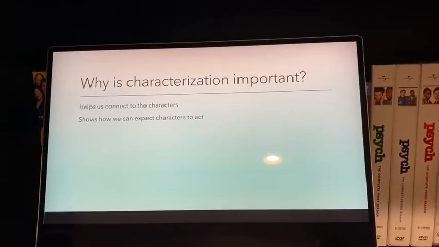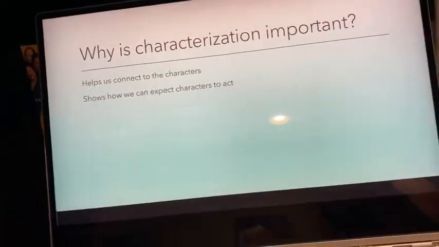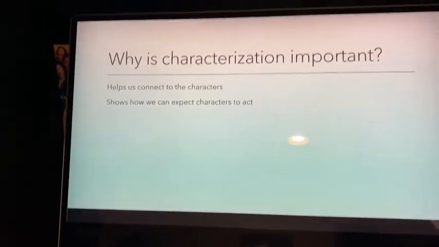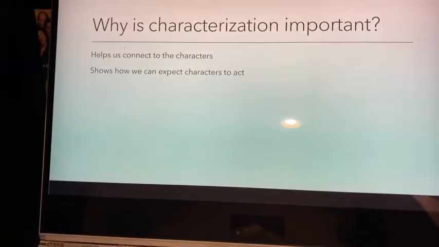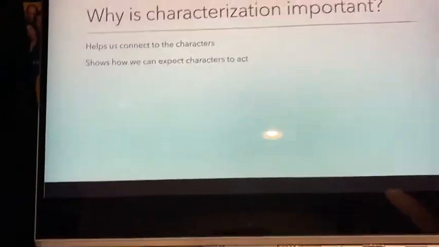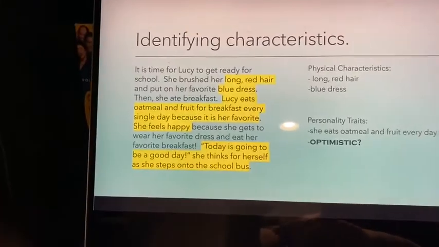Well, we've already said it makes our characters more interesting, but it also helps us connect to the characters because we might have similar traits to them, and it shows us how we can expect the characters to act. Like we said before, if we know Mr. Squiggles likes apples and there are apples, we know he might want to eat one. So that will impact how the story goes.